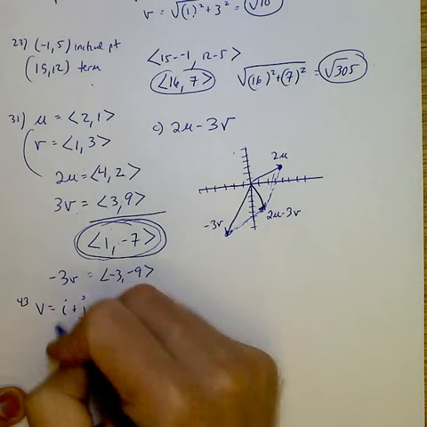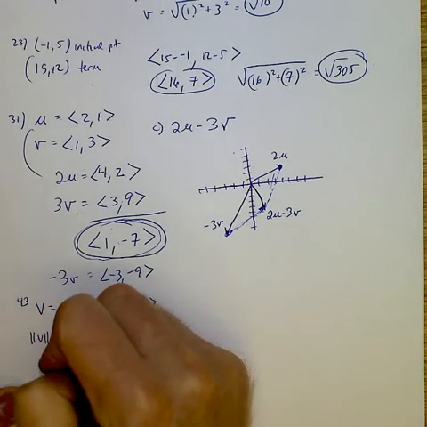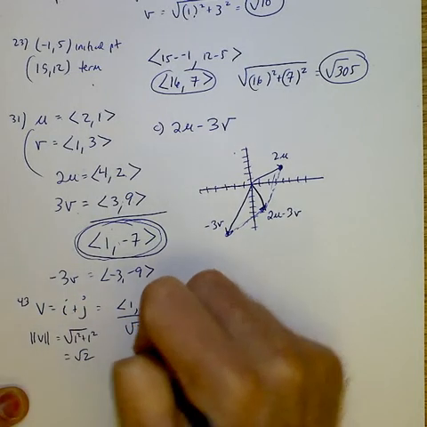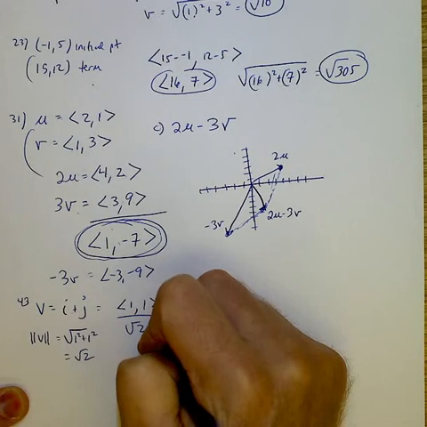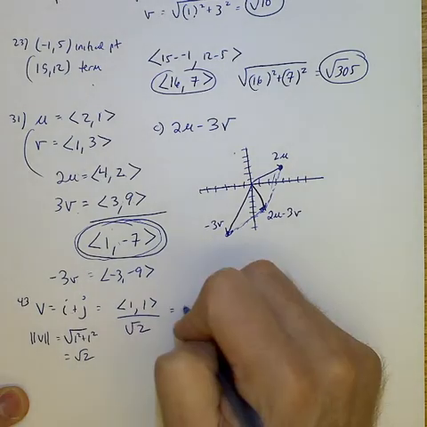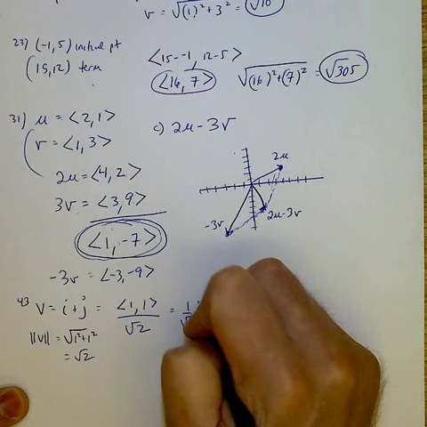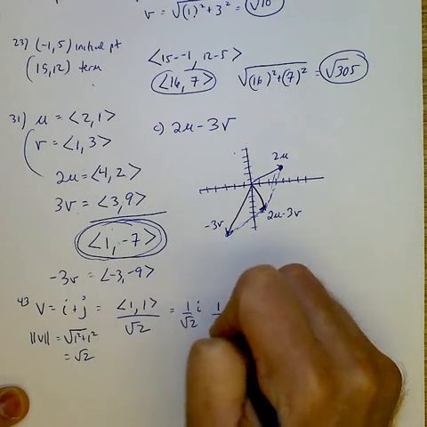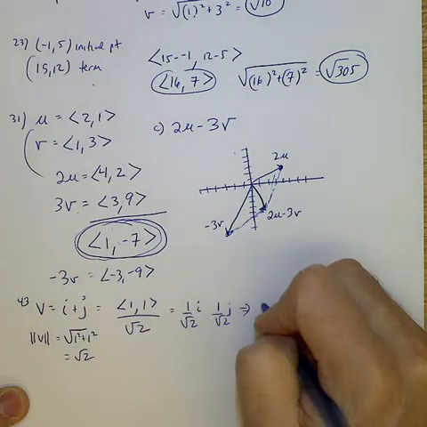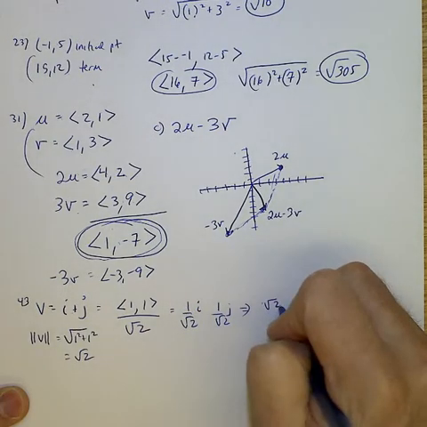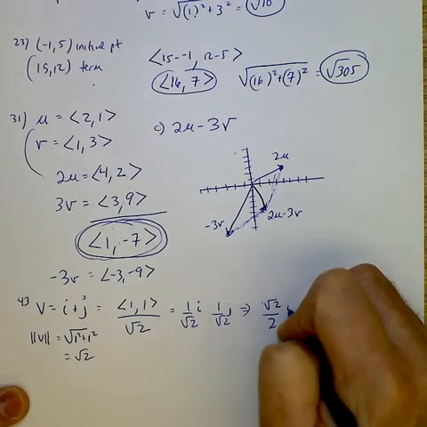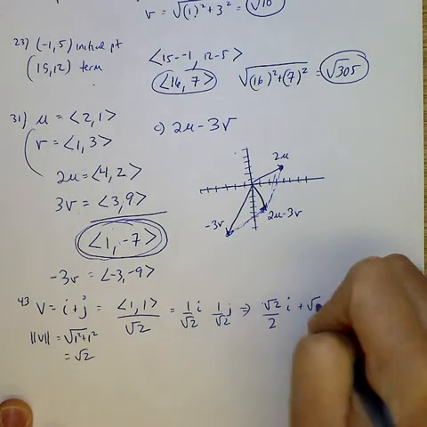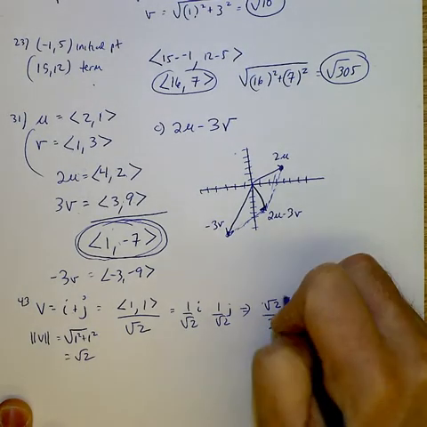The magnitude of v is the square root of 1 squared plus 1 squared, which is the square root of 2. So our unit vector in this direction will be 1 over root 2 i and 1 over root 2 j. And we can address the radical within the denominator, so we get root 2 over 2 i plus root 2 over 2 j, and that would be your answer.